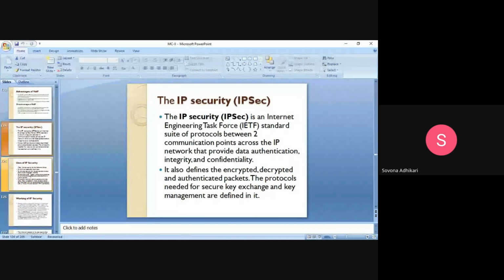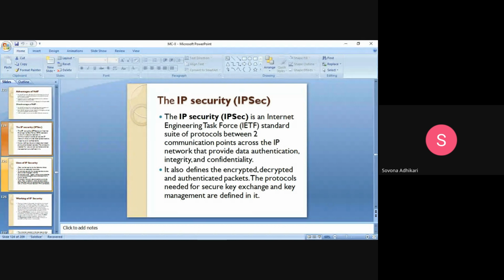It also defines encrypted and decrypted and authenticated packets. So data while sending is encrypted. It is encrypted to another form, so that in between, if it is read or viewed by another person, they cannot read it, because the data is not the original data. It is encrypted to another form.